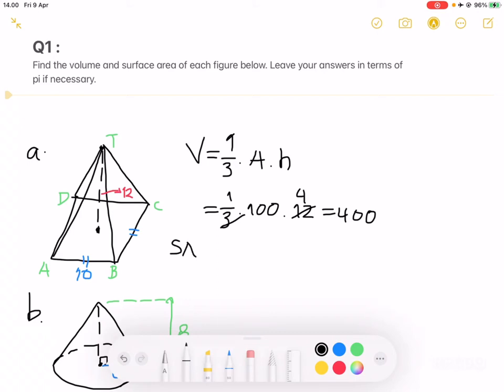For the surface area, it will be the area of the base plus the other 4 triangles. Now the area of the 4 triangles, well, recall that the formula for a triangle is a half times base times height, with its base being perpendicular to its height. So in this case, we know our base, which is 10. We don't quite know our height.